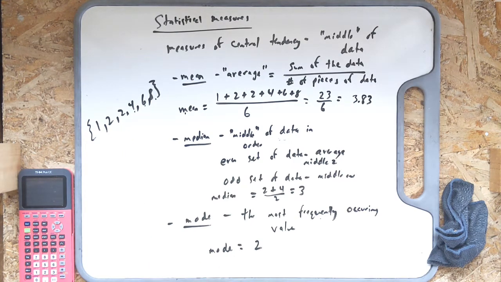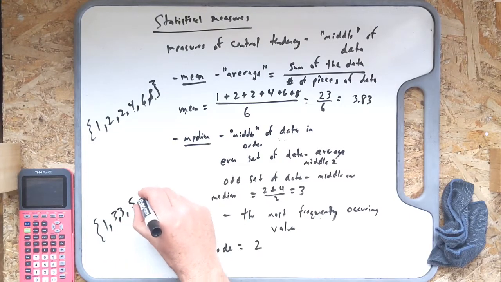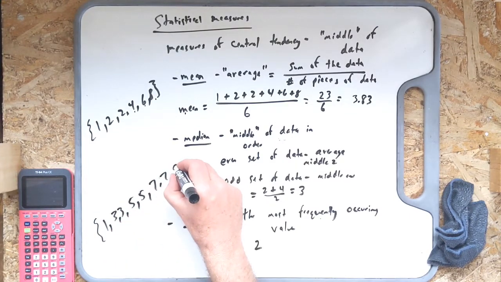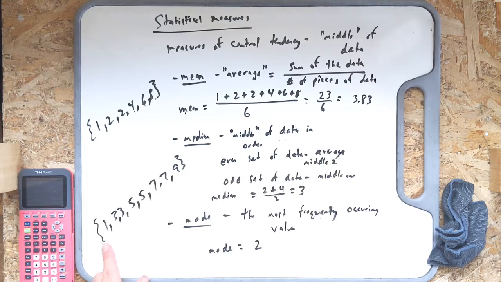But I could create another data set. For example, 1, 3, 3, 5, 5, 7, 7, 9. In this case, the mode is 3, 5, and 7. It has three modes, which is sometimes called trimodal.